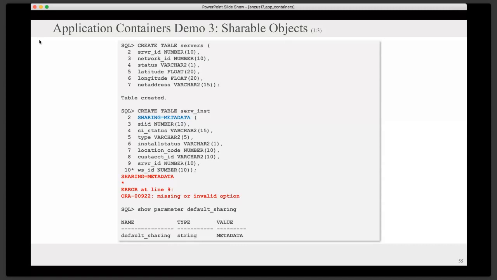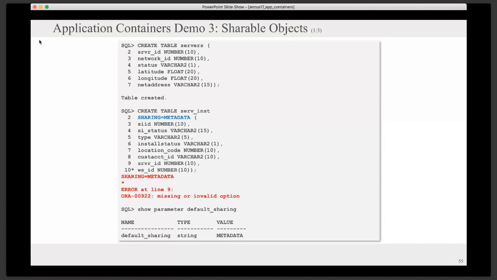You can also say shared data. And if you share the data, what that means is that if you were to put, say, a list of countries and country codes into that application root, it wouldn't just be the DDL that was shared where they'd get the empty table, but they would be getting that same data. The data itself would be shared and everybody could look at it. It would be common data to all of those pluggable databases.